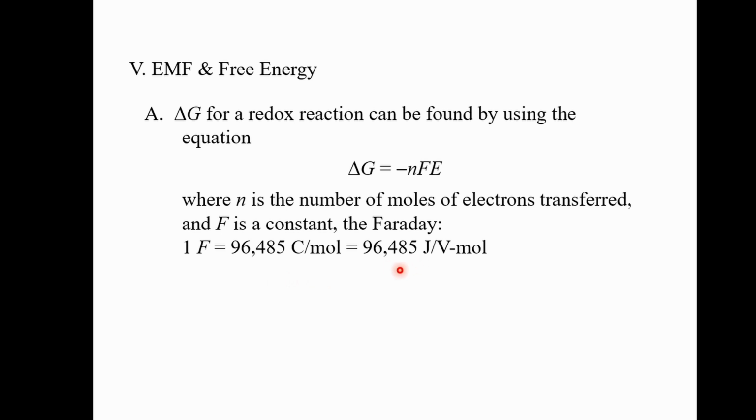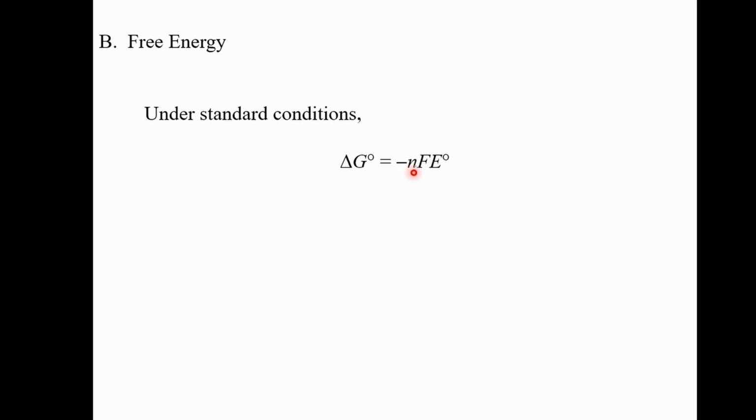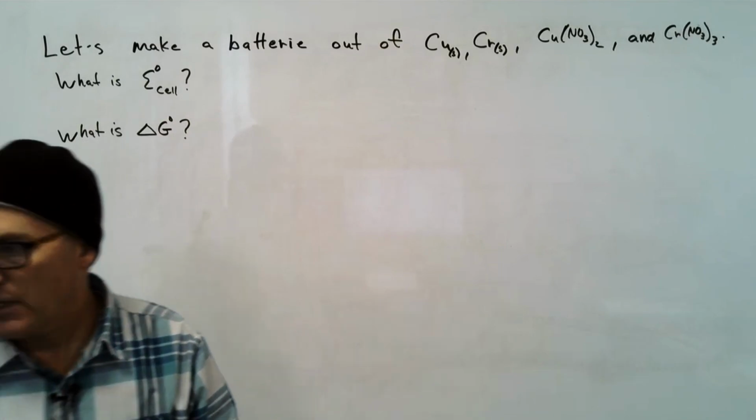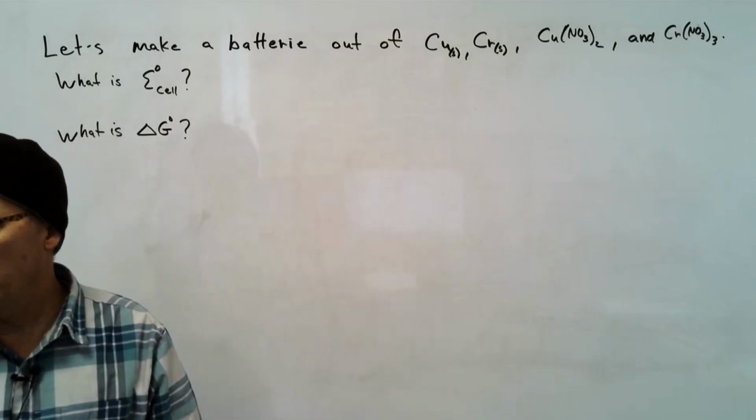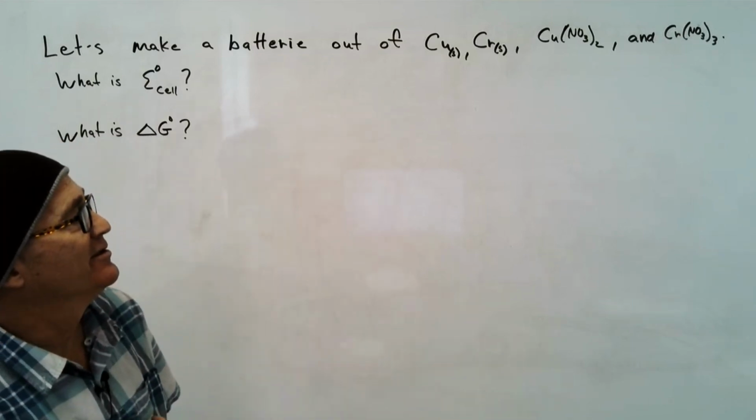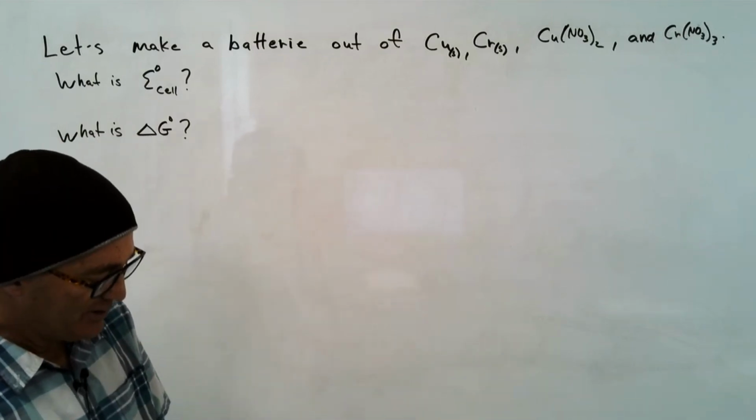And here's some different units. Now, unfortunately, this slide is not telling us what E is. Oh, that's all right. E is the standard cell potential. Let's make a battery out of copper, chromium, and the appropriate salts. Those are going to be in solution.